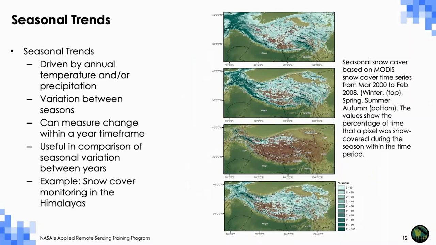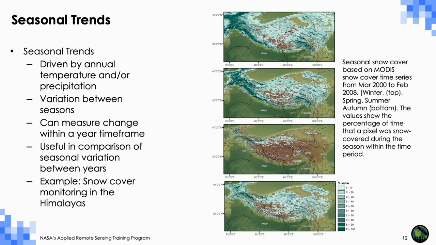So in our next type of time series analysis, we're concerned with seasonal trends. These trends are often driven by environmental factors like temperature or precipitation. And seasonal time series can describe variation within a year and also identify differences in seasonal patterns between years.